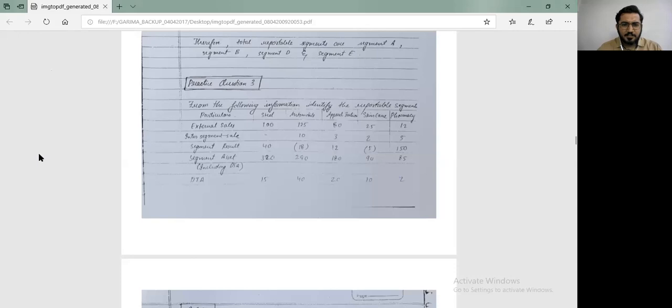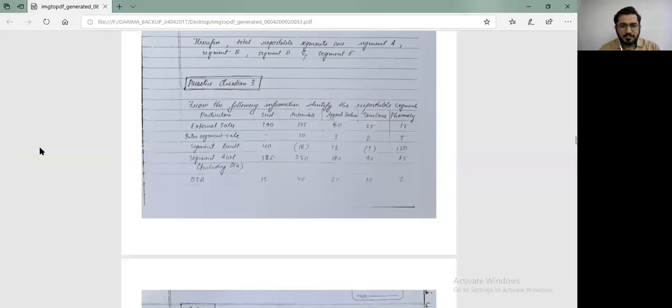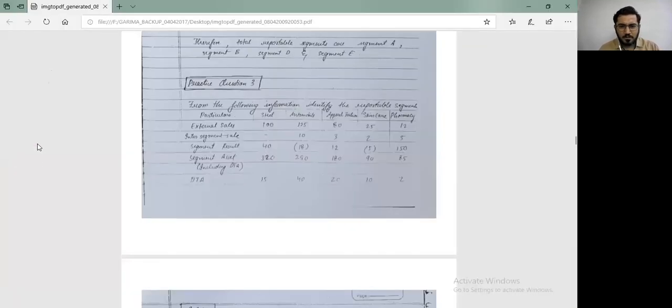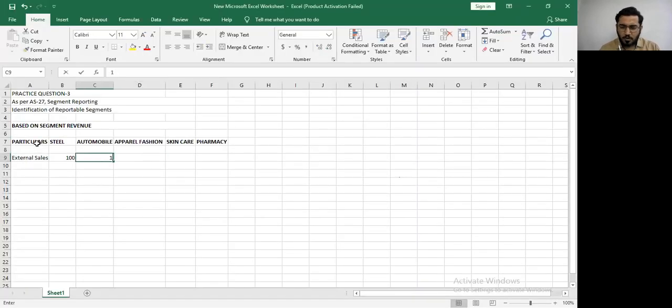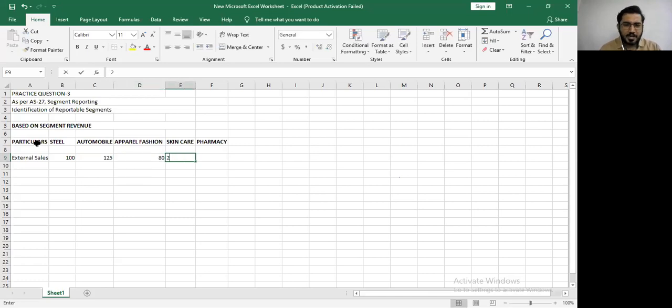Let's begin. External sales. How much external sales do you have? 100, 125, 80, 25 and 12. So 100, 125, 80, 25 and 12. Also take the total over here.